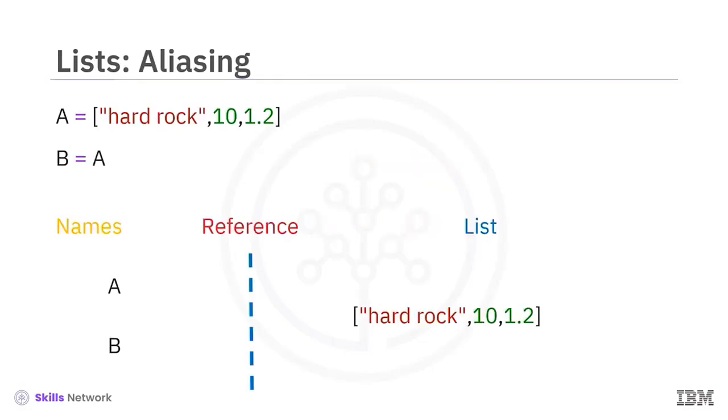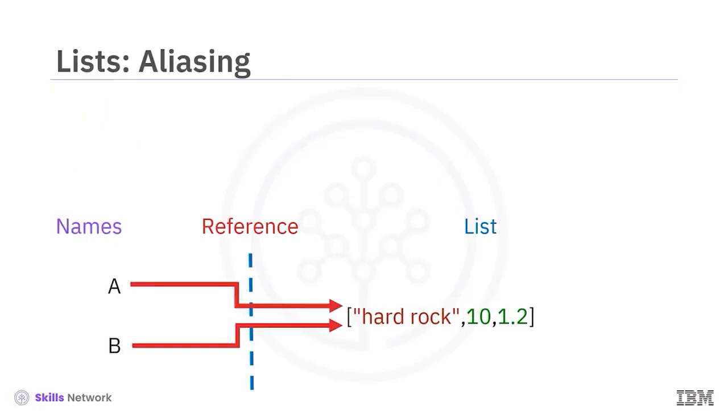When we set one variable, B, equal to A, both A and B are referencing the same list. Multiple names referring to the same object is known as aliasing. We know from the list slide that the first element in B is set as Hard Rock. If we change the first element in A to banana, we get a side effect. The value of B will change as a consequence.